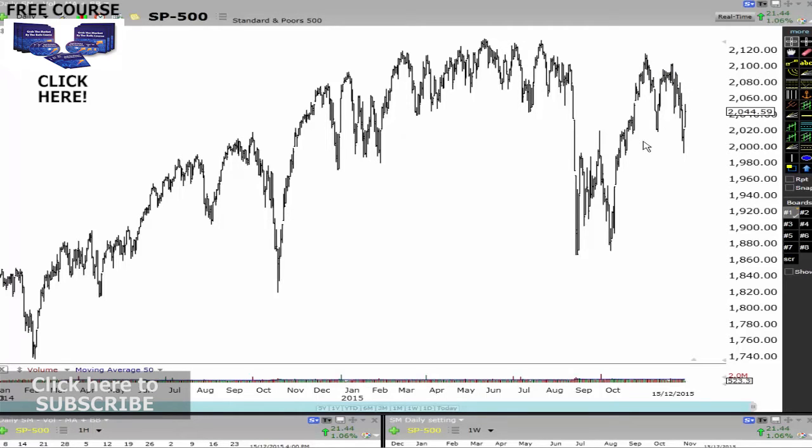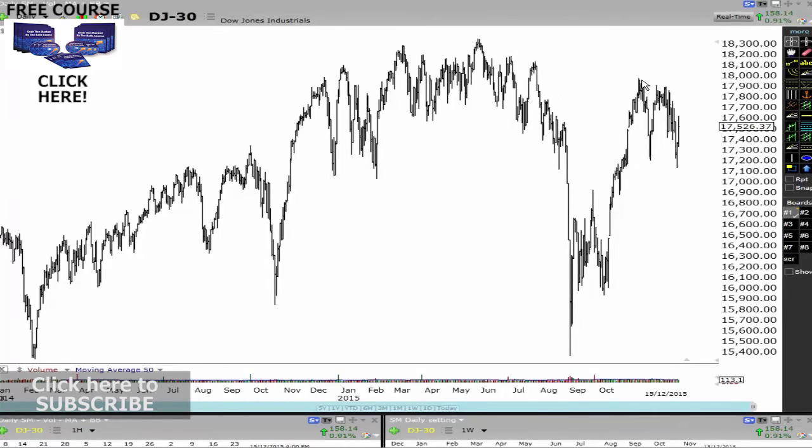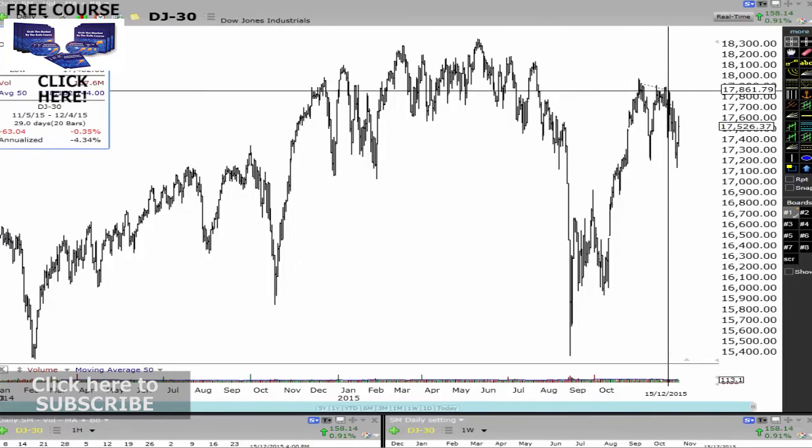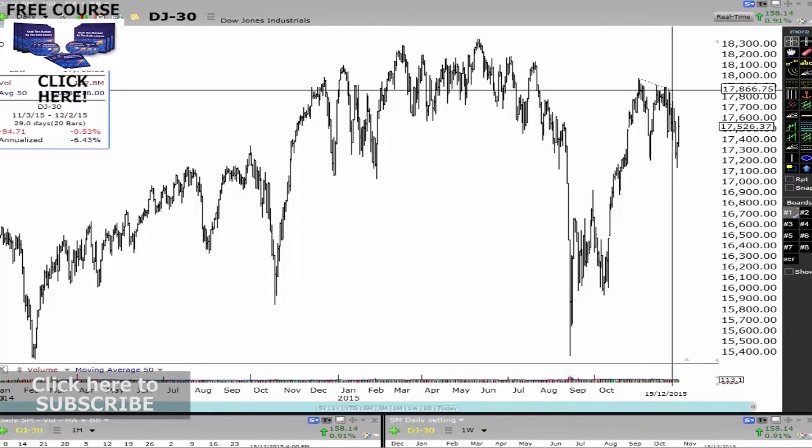Let's have a look at the Dow Jones. What happened with the Dow Jones? The Dow Jones, the same thing, right? Lower peak, a lower peak, and also made a lower trough. Now the Dow Jones didn't make the lower trough first. The S&P made the first lower trough, and then now this one here. So you can see how it's faltering through here.